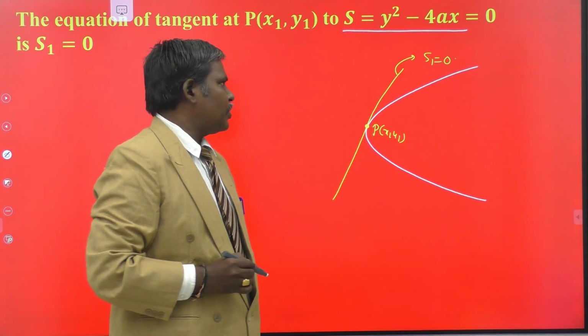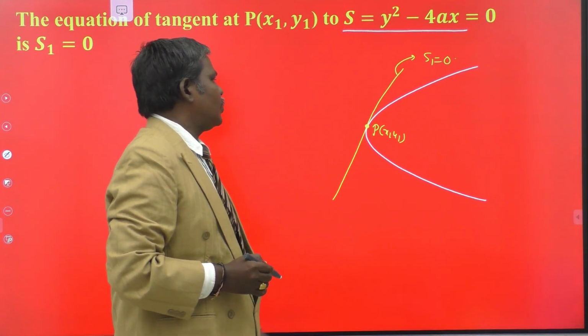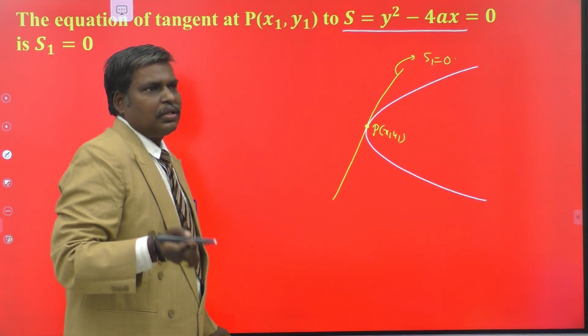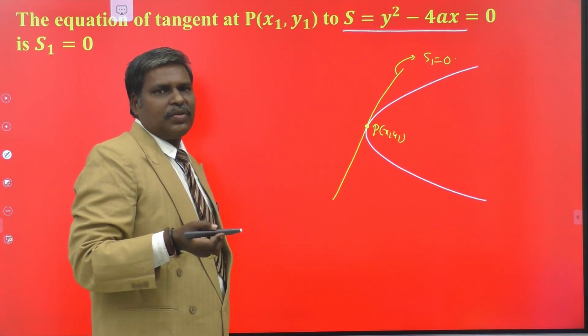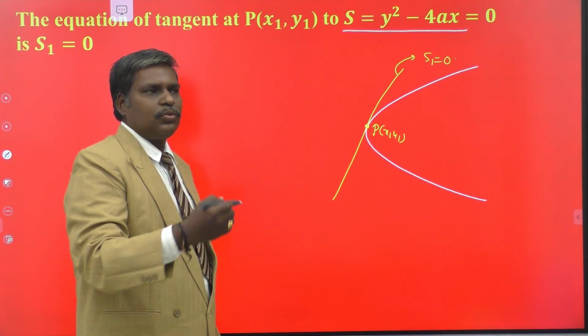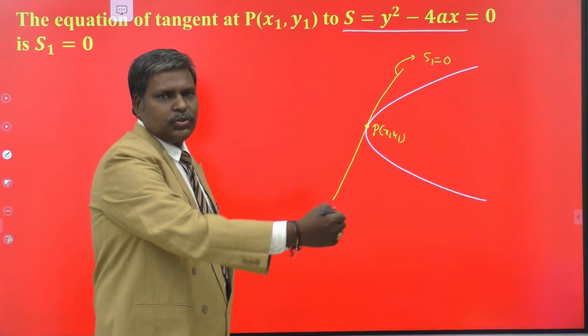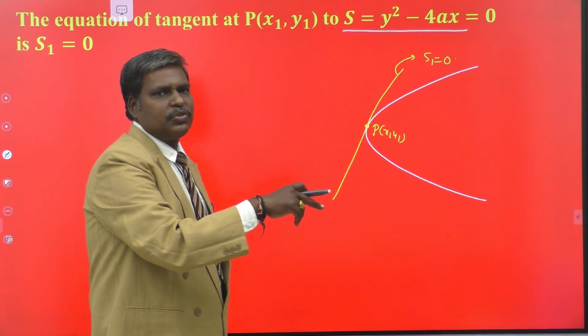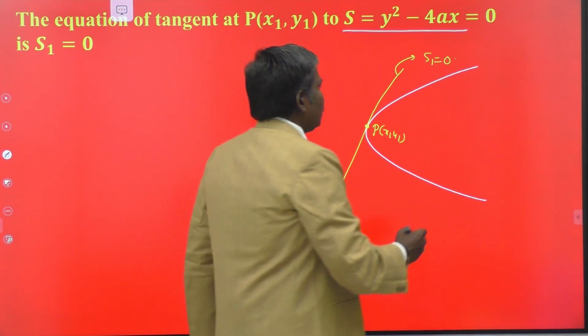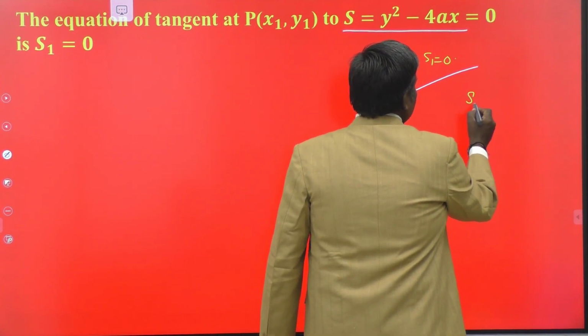The tangent at (x1, y1) to the parabola S = 0 is S1 = 0. We already discussed this in the circles chapter. The equation of the chord joining (x1, y1) and (x2, y2) is S1 + S2 = S12. As Q (x2, y2) tends to (x1, y1), the chord equation becomes S1 = 0.